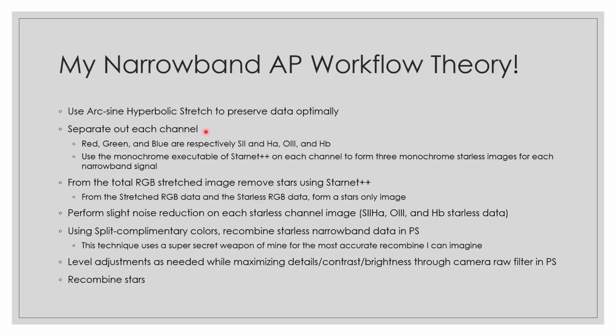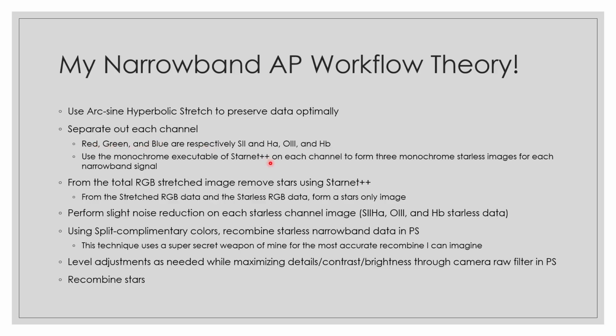And then I separate out each channel. The red, green, and blue are respectively S2 and HA, O3, and hydrogen beta. And then I use the monochrome executable of StarNet++. There's two. There's the RGB one for RGB images, and then there's a monochrome one. I use the monochrome executable of StarNet++ on each of my channel data because they're monochrome images. They're just black and white images.